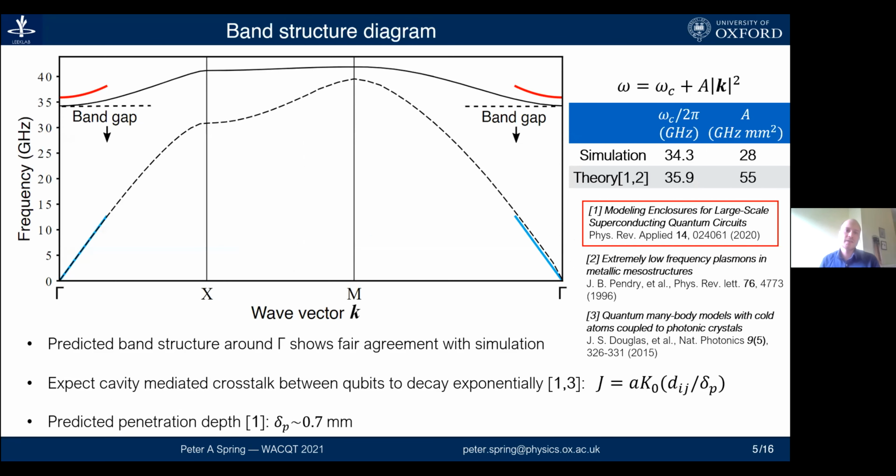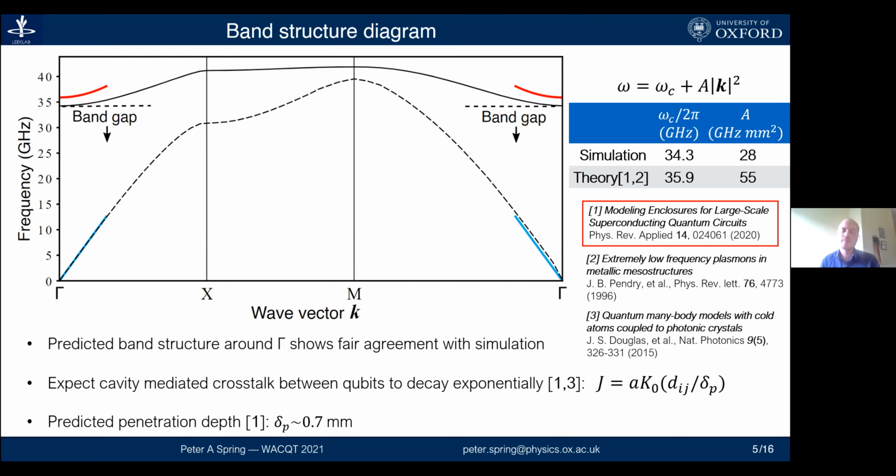And then this is now the full band structure diagram. So the solid line is showing the case where we include this shunt, and the dashed line is the case where we don't include this shunt. And the thing that jumps out is that this band gap emerges. And it's below about 34 gigahertz where you'll have no cavity modes when you have this inductive shunt.